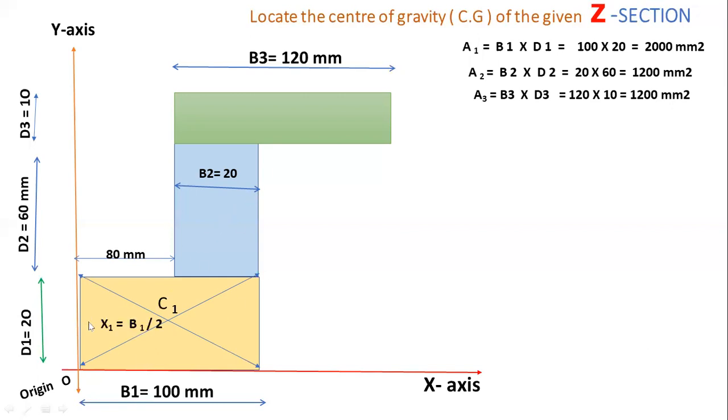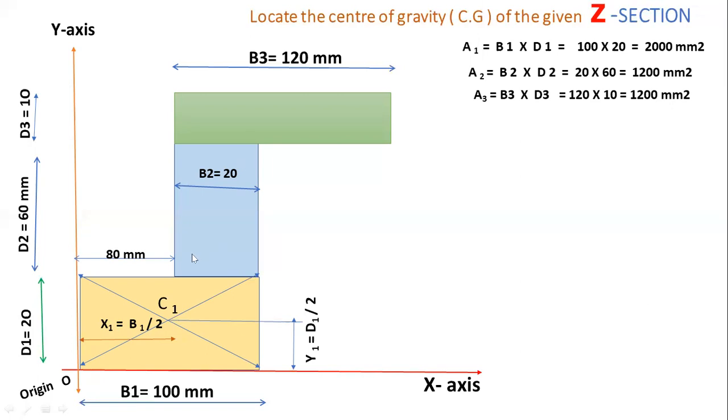X1 is the distance of centroid C1 from the y-axis. That value is equal to half of the base. In a similar way, y1 is the distance of centroid C1 from the x-axis. That value is equal to d1 by 2.